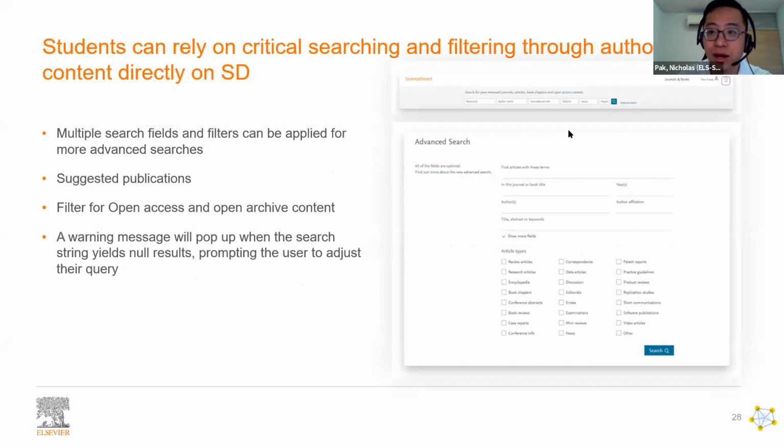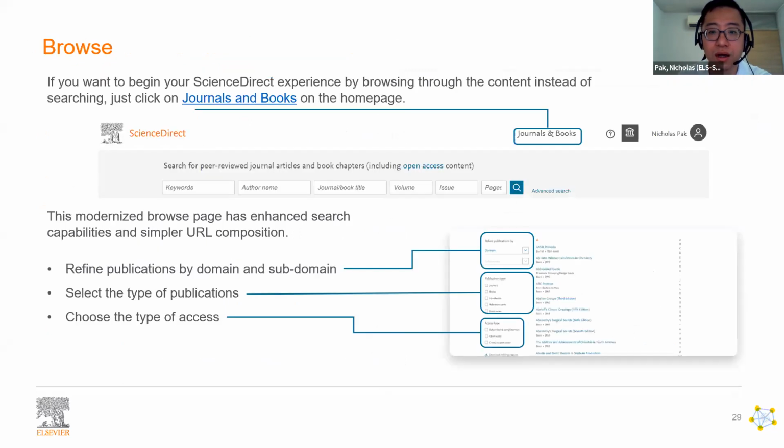Okay, so now you are able to find out that you can do multiple searches for ScienceDirect. One thing we do is that we also have suggested publications, and we'll go through this with you. Like you saw earlier when we did the searches, you can also browse the journals itself. You can refine your publications by domain and subdomain. You can choose the type of publications, and you can choose the type of access. This gives you much greater control in terms of being able to search for content and information which you're looking at.